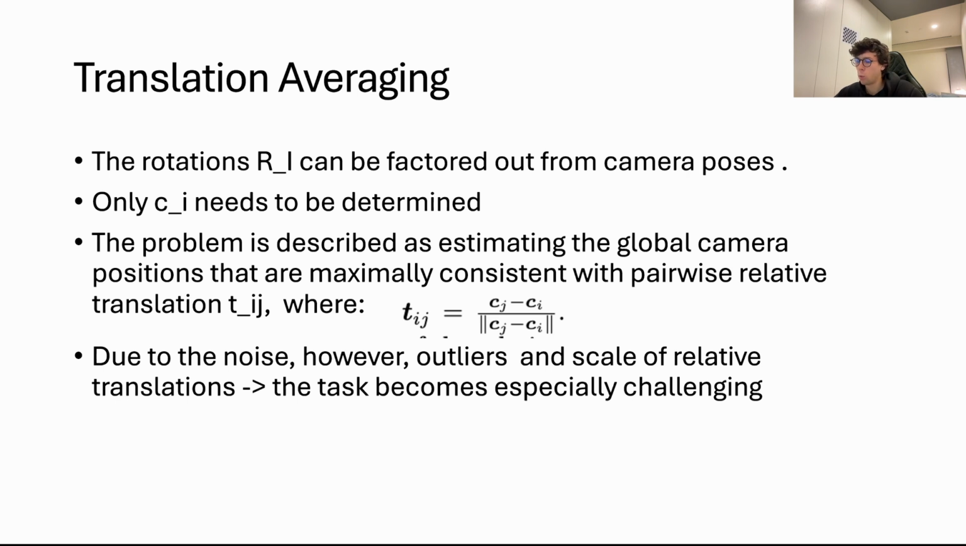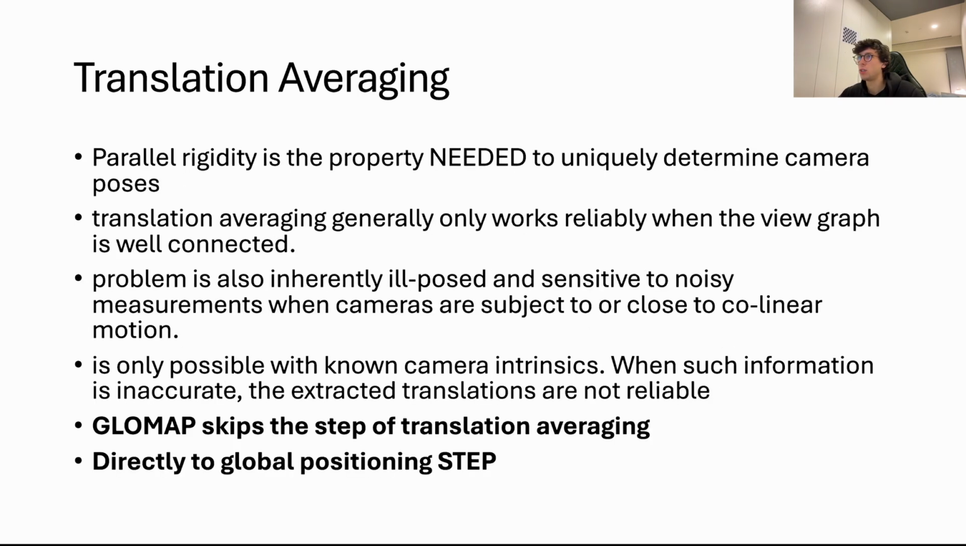And then translation averaging is the next step after rotation averaging. So from these matrices, our homography for example, we can factor out the rotation, and then we only have to find the translation, which can be found with this formula. But again, due to noise and outliers, and the scale also differing, this task becomes very, very challenging.